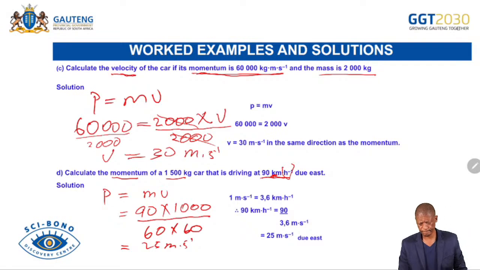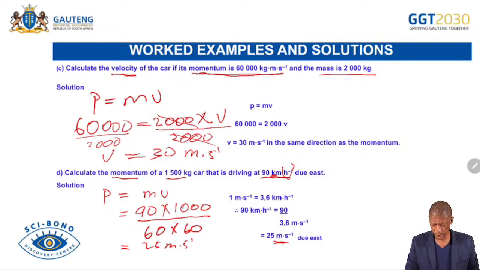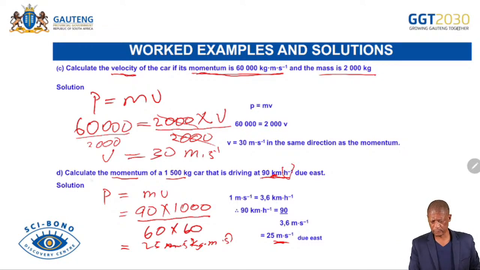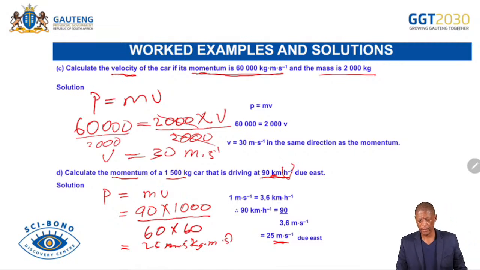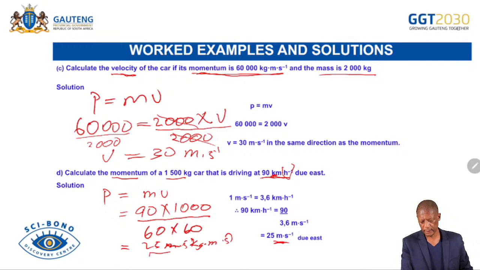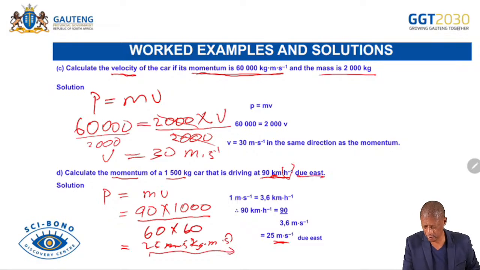All right. So here there is a bit of SI unit. The SI unit for momentum, because we are calculating momentum, is supposed to be kilogram meters per second. That is momentum, because they say calculate the momentum. So we'll verify this. The final SI unit is kilogram meters per second. That is the correct one. Due east, because we are given the direction of due east.